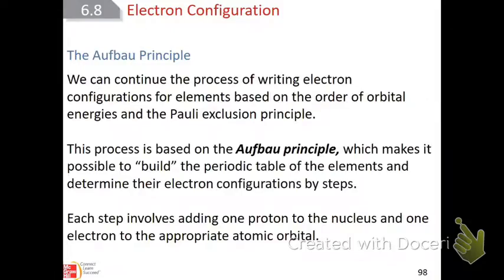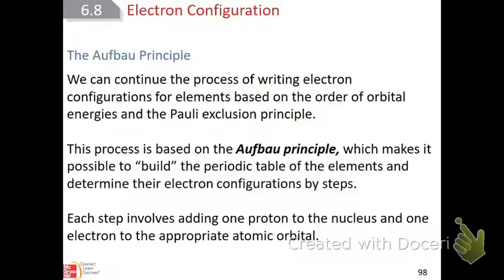Notice that she says here, each step involves adding 1 proton to the nucleus. So you're adding 1 proton to the nucleus, because that's where they belong. And then you're going to add 1 electron to these energy levels. But you have to make sure to put it in the proper energy level and in the proper orbital. And they're going to start from the bottom up.